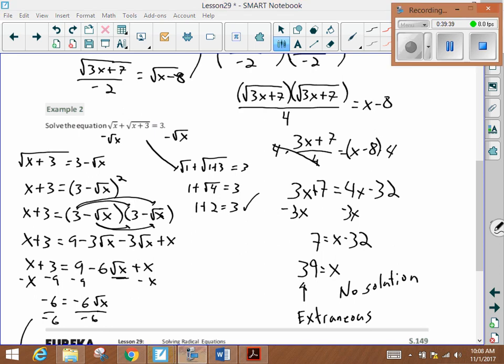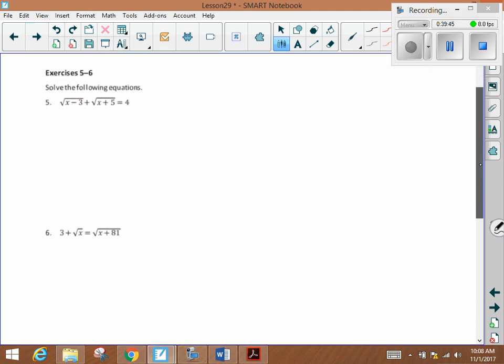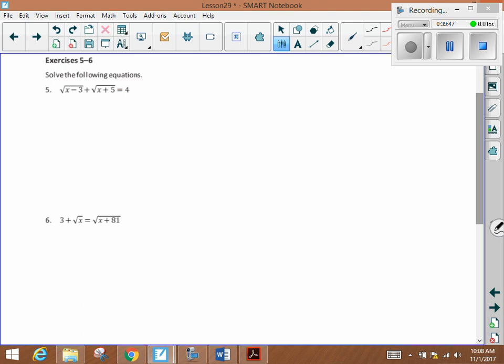All right, let's do another one. Hey, look at that. Okay, so again, I want to get at least one of these radicals by itself. So I'm going to go ahead and subtract the square root of x plus 5 from both sides. So that is going to give me the square root of x minus 3 is equal to 4 minus the square root of x plus 5.